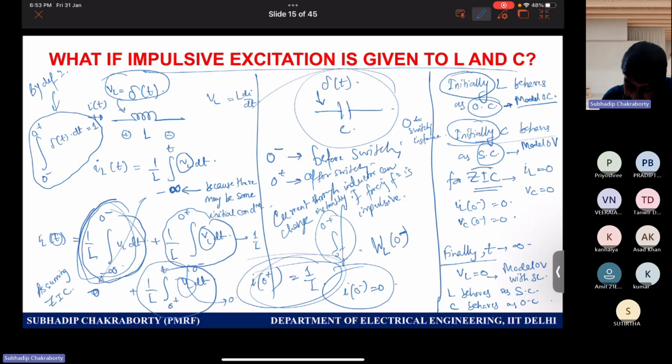And solve the problems. So energy stored before switching is not equal to energy stored after switching, because what is the energy? Half Li square. But I before switching and after switching are coming different because of the impulse forcing function. So that's why the inductor energy is changing just before and after switching because of the impulsive excitation. That is what I wanted to tell you.